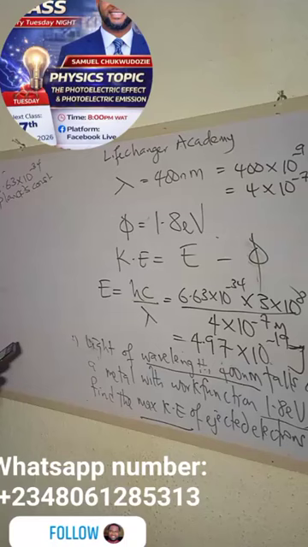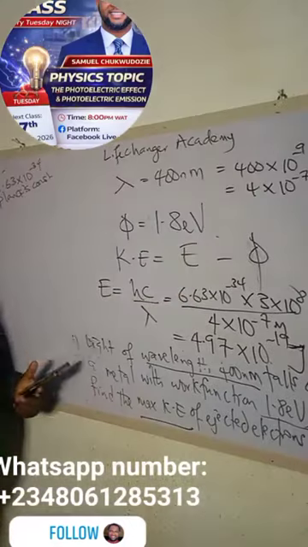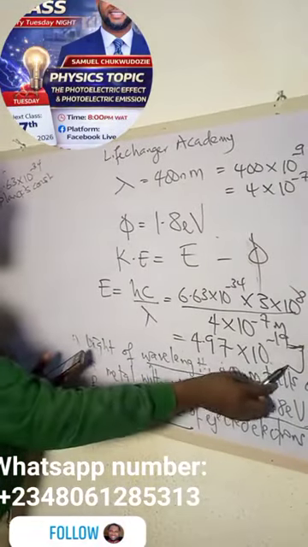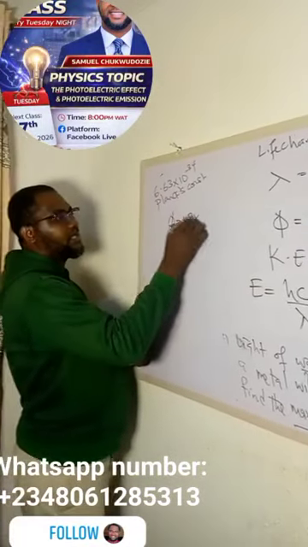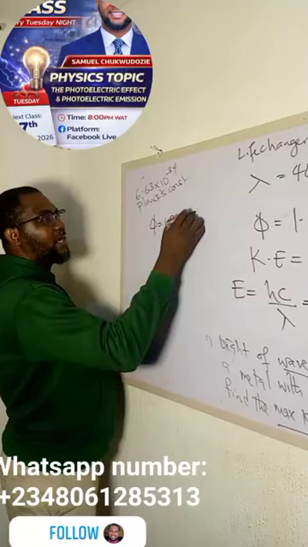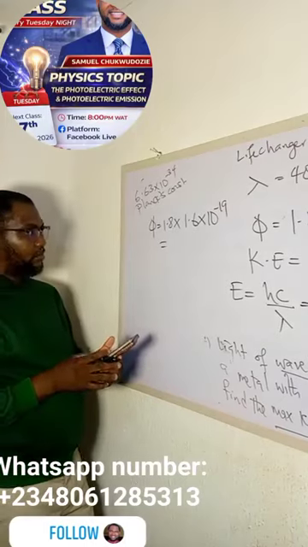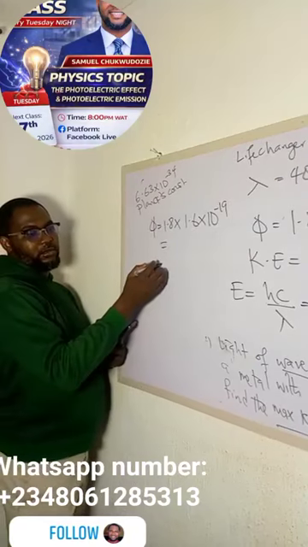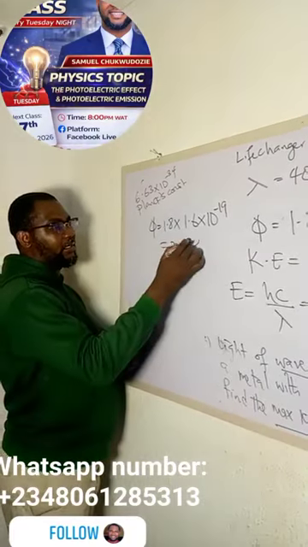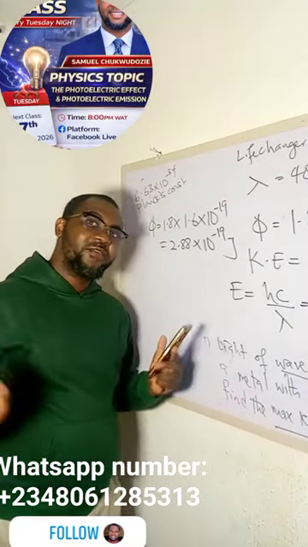Then the next thing is to find the work function. Work function here is given in electron volts. We need to change that. Remember, since this is in joules, it must be consistent. So I'm going to say that work function is 1.8 electron volts. Now I multiply by 1.6 times 10 to the power minus 19. So this is 2.88 times 10 to the power minus 19 joules. Straightforward, right?